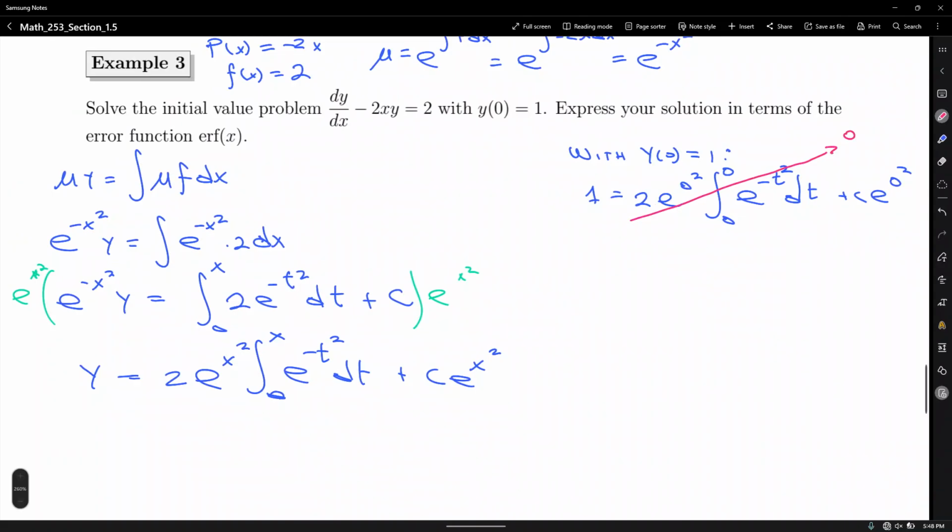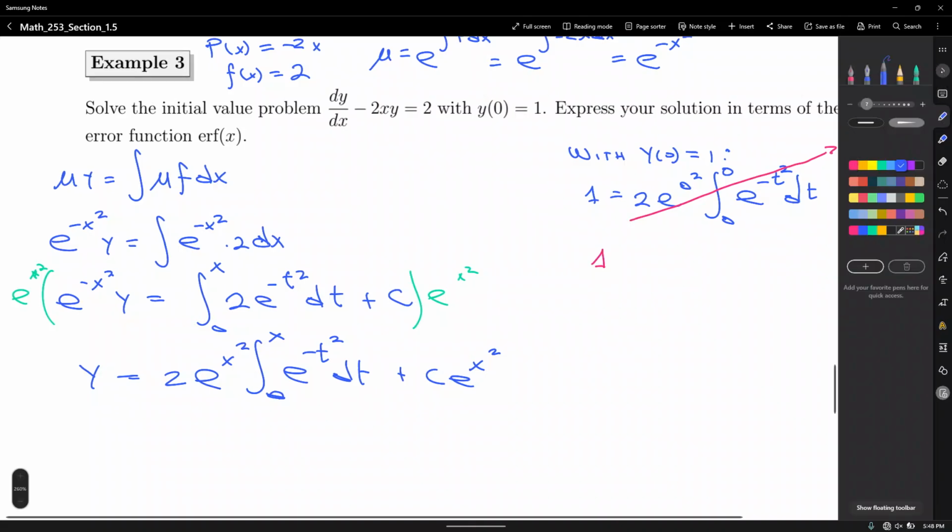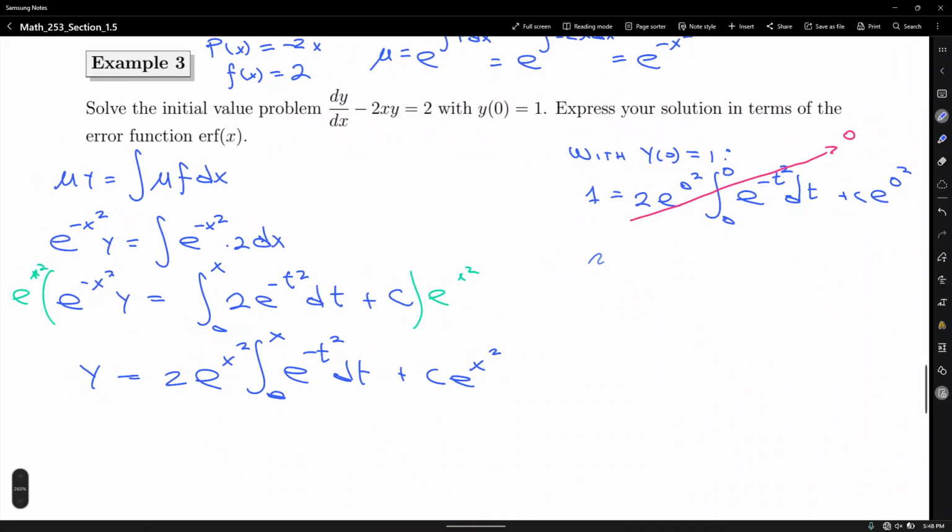Everything cancels out. So that's going to leave us with, okay, what is that? e to the 0 squared, which is e to the 0, which equals 1. All right? So that means 1 equals c, right? c equals 1. Well, do I really need to write that 1?